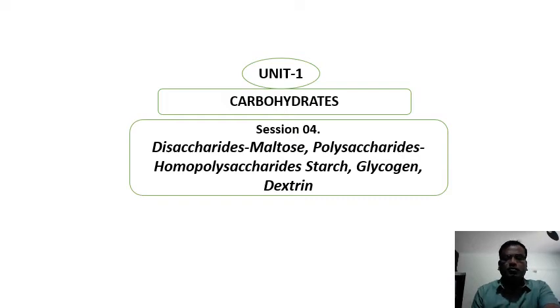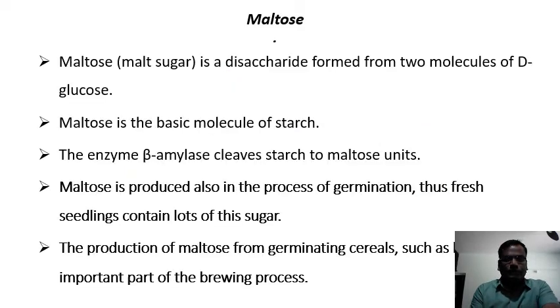So in this session, we'll study one disaccharide, that is maltose, and the polysaccharides called starch, glycogen, and dextrin. Now, maltose is a disaccharide. In an earlier session, we studied the remaining disaccharides like sucrose and lactose, and this one is maltose, commonly called malt sugar, and it is formed by the combination of two glucose molecules. So maltose is actually made up of glucose plus glucose.